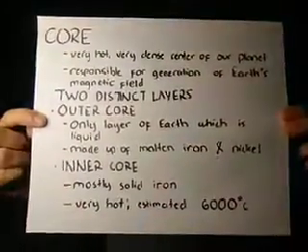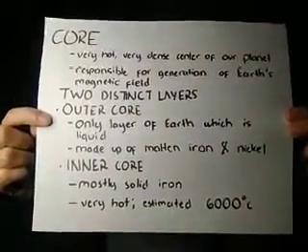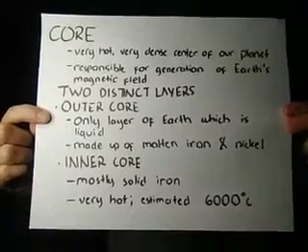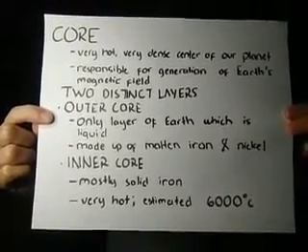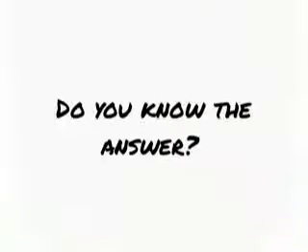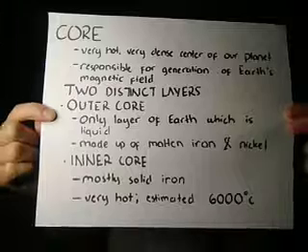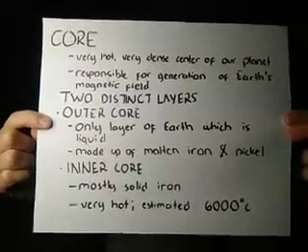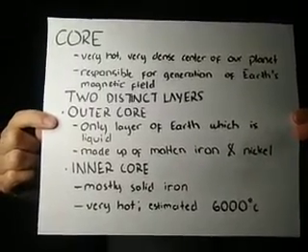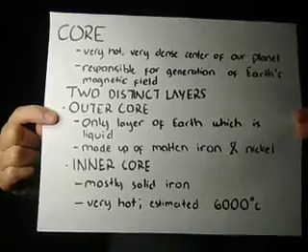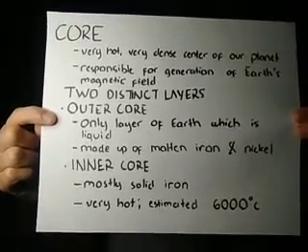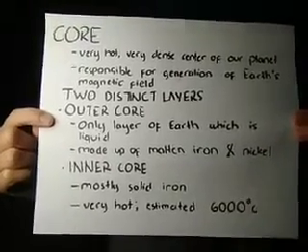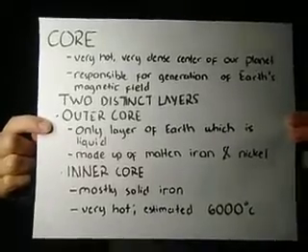You might be thinking, why is the inner core solid while the outer core is liquid, despite the inner core having a much hotter temperature? It's because of the high amounts of pressure present within our inner core. That's why the iron remains solid and intact. And did you know that the core is almost as big as our moon?